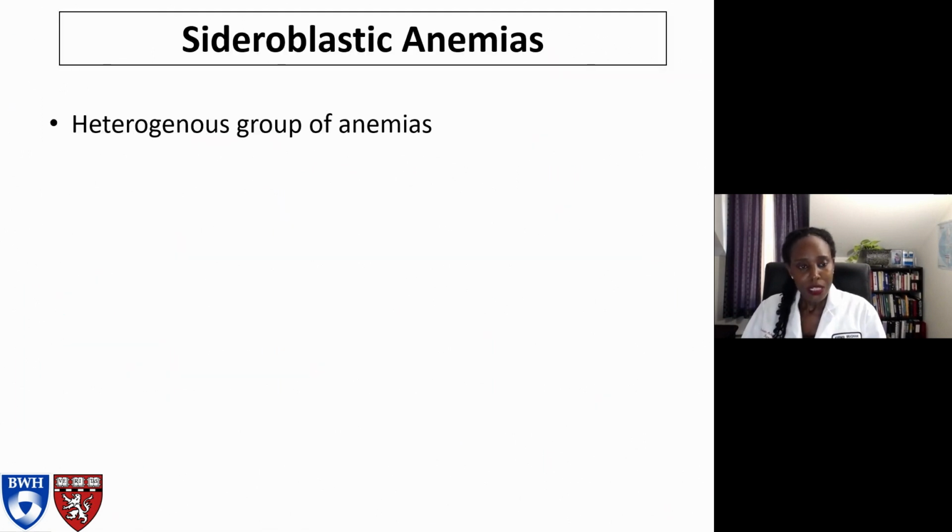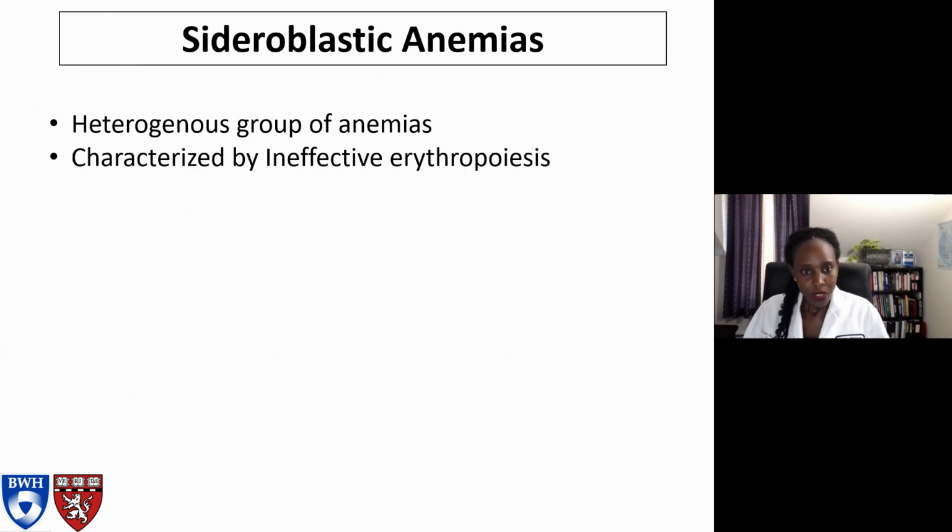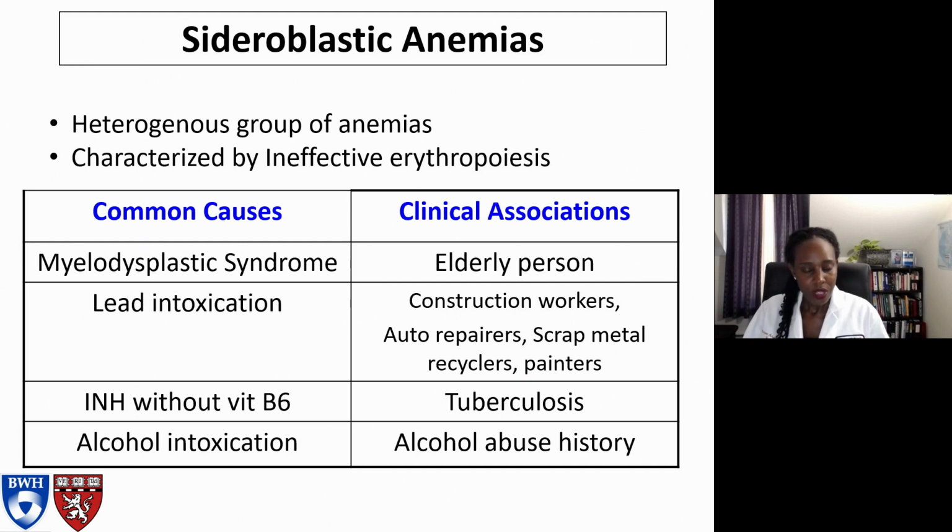Sideroblastic anemias are a heterogeneous group of anemias. They are not common. They are characterized by ineffective erythropoiesis. Now, the most common cause is myelodysplasia, so this would be an elderly person. Lead toxicity can also cause sideroblastic anemia, as can the use of isoniazid without B6 repletion, so this would typically be a patient with tuberculosis, and alcohol intoxication.